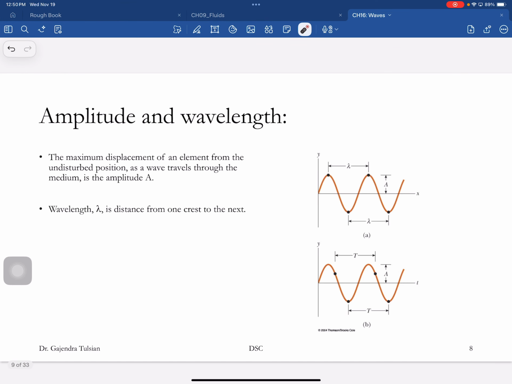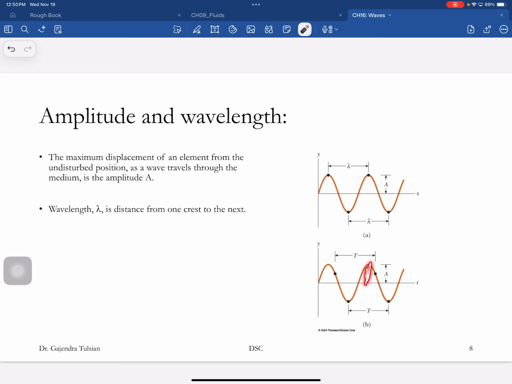All right, so now we'll look at some wave parameters. One of the important parameters is the wavelength. Wavelength is the crest to crest distance. For instance, the color of light is related to the wavelength.